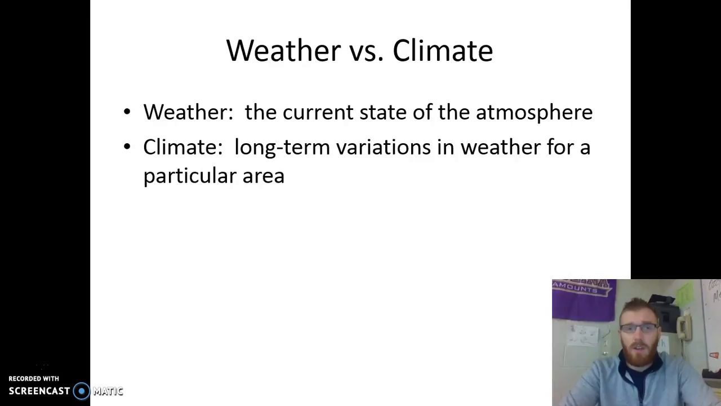So, for instance, you would say, what's the weather outside right now? And weather may be a day, a week, a month, a year, but climate is that long-term weather. So what do we see on average? For example, today, February 6th, the weather outside is cold and sunny, but on average, it's usually cold and sunny on February 6th. So what it is today corresponds with the climate of the general area.